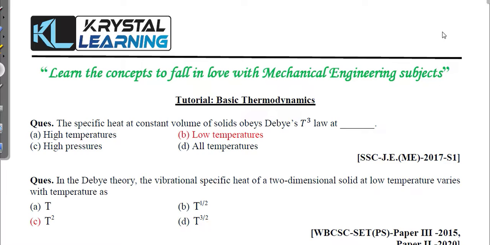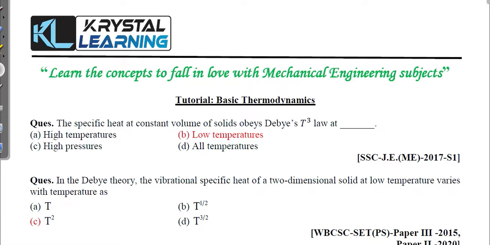So today we will take the subject basic thermodynamics and we will study a topic that is Debye theory. And let me make it clear that this topic is in the advanced subject books and normally it is not included in basic thermodynamics.